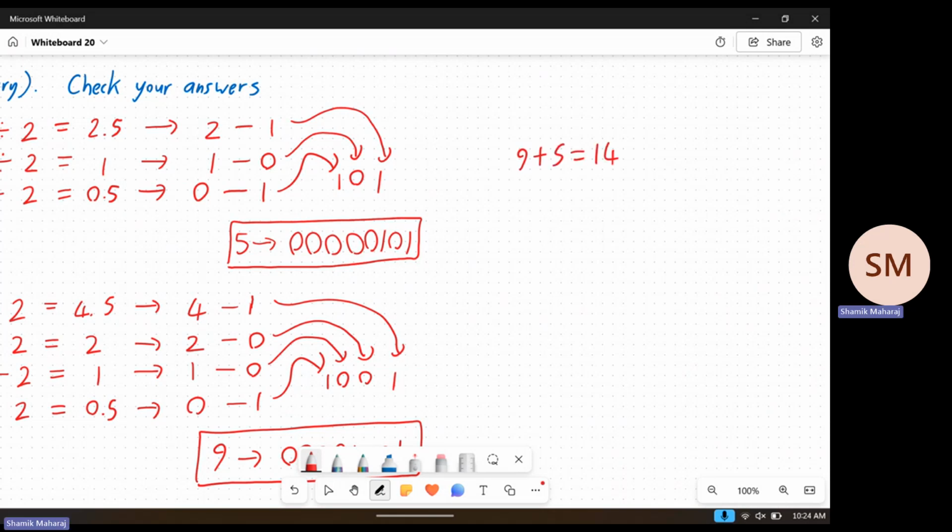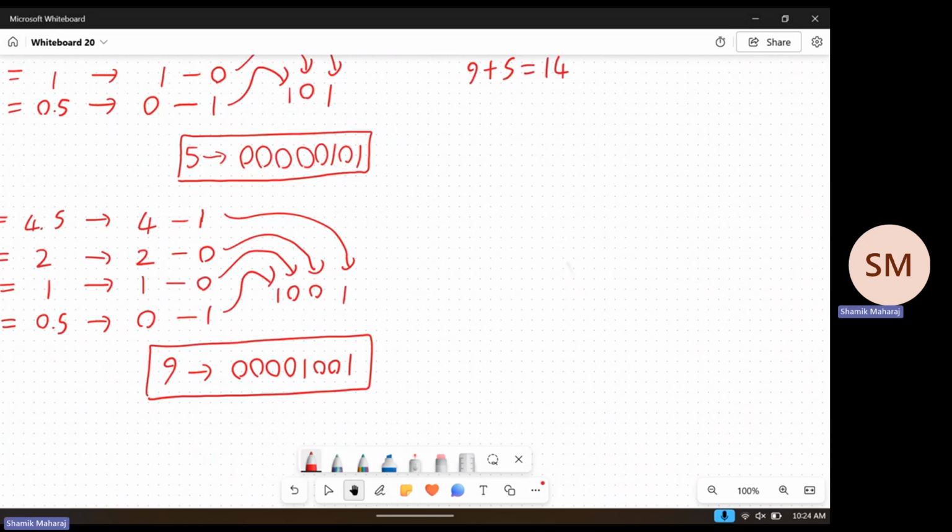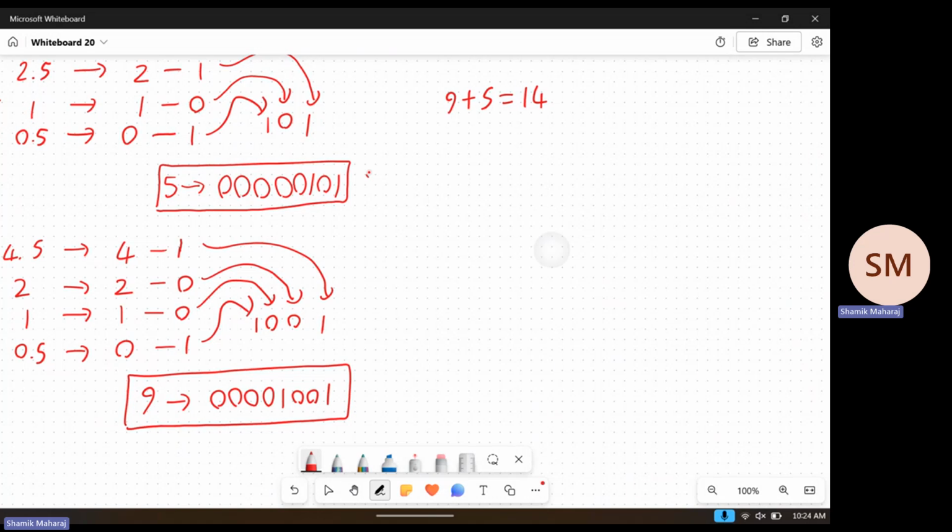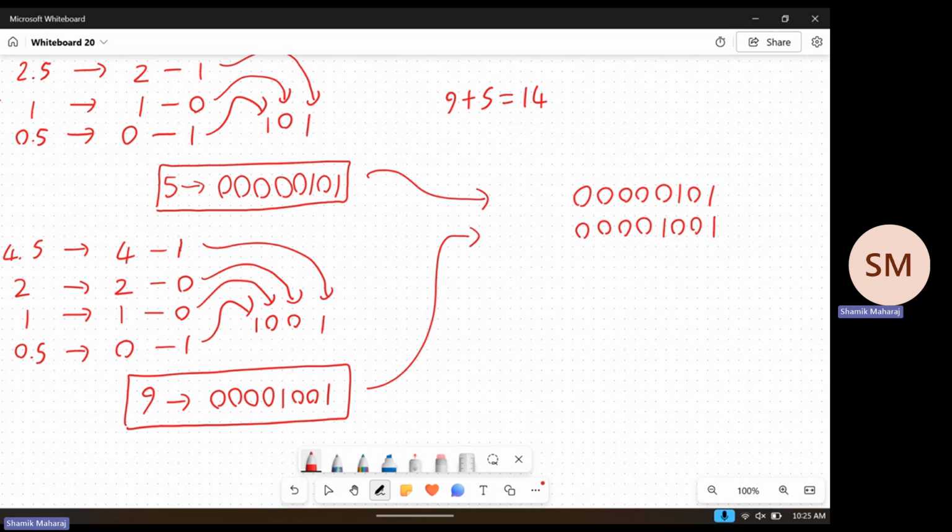Now adding these two binary numbers together should give us 14. Let's check. So this is how we add these two numbers in binary. I'm just going to put an arrow here and an arrow here. At the top, I'll write the 5, 1, 2, 3, 4, 5, 101. At the bottom, I'll write the 9, 1, 2, 3, 4, 1, 0, 0, 1.